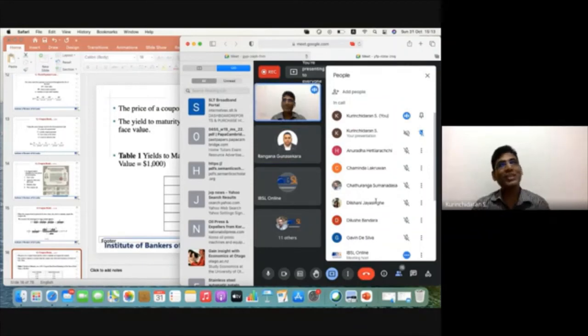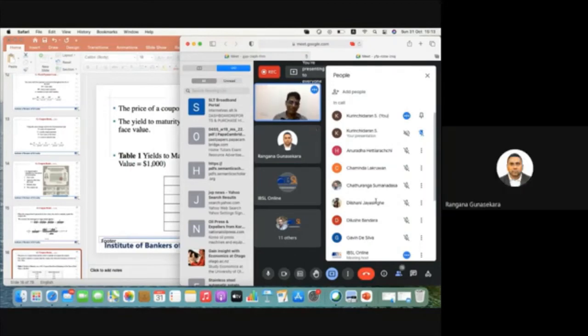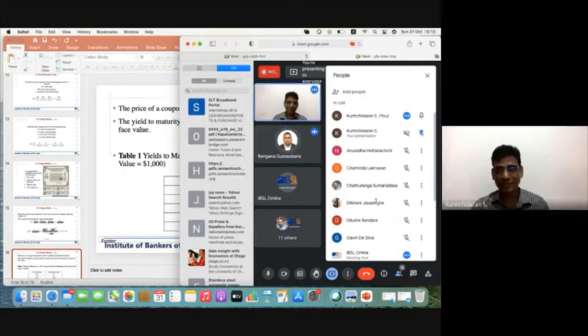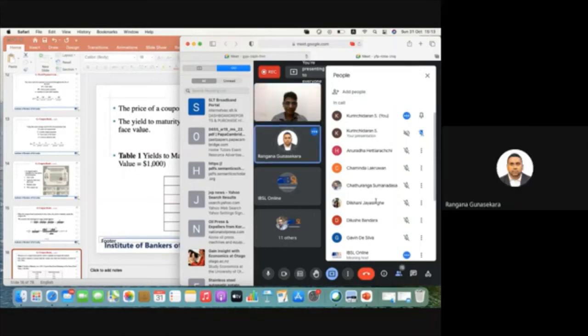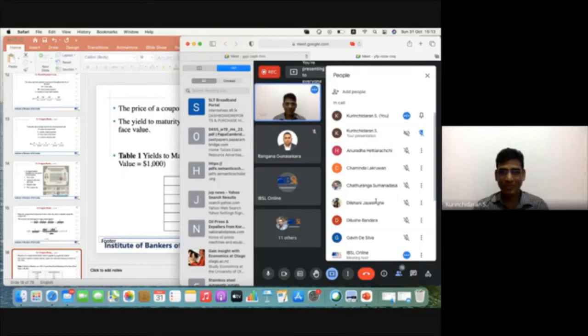Oh, Rangana. When you say reprice it, what is that? I mean, to roll over, like to sell the existing ones and go for new ones. Okay, sell the existing one. Now at what price can we sell the existing one? Is it the old price or the new price?